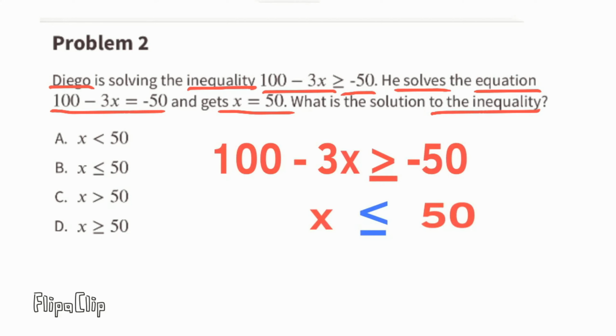Since our x is positive now, we have to remember to change the inequality symbol. So now it reads x is less than or equal to 50. Here's how I got that.